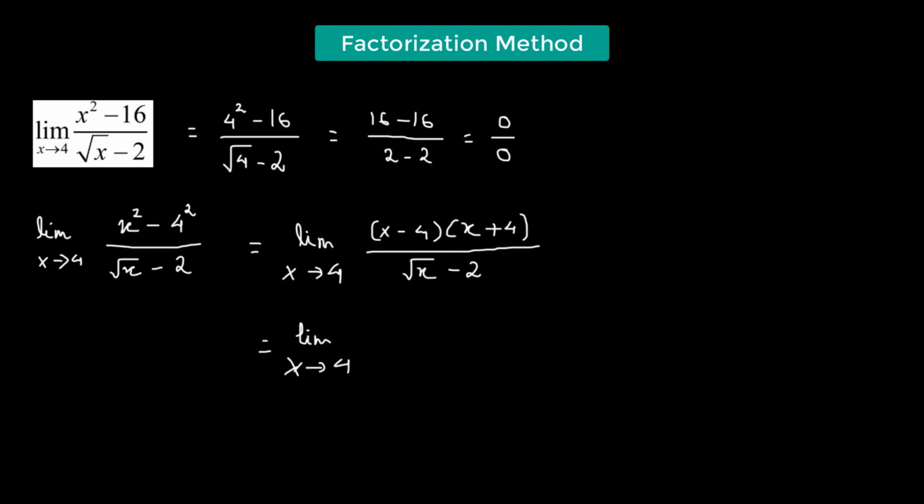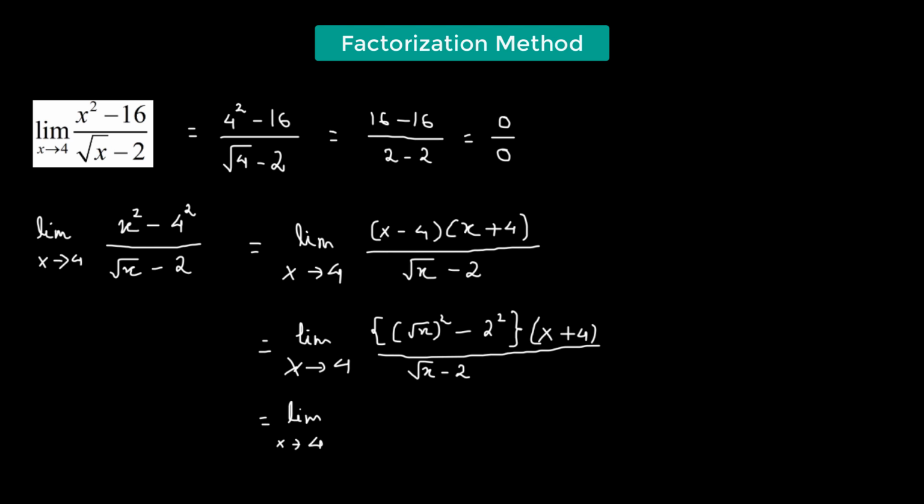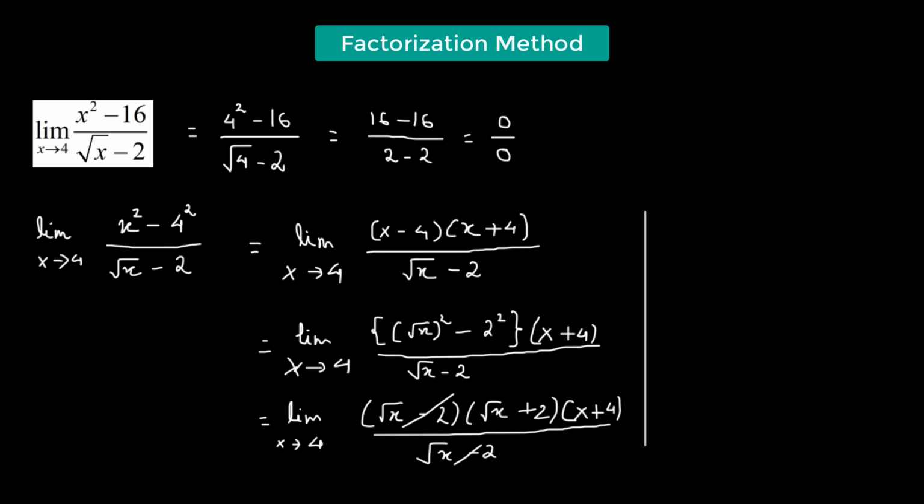Now we can further factorize the factor x minus 4. So we can rewrite it as square root of x whole squared minus 4, which can be written as 2 squared, times x plus 4, divided by the square root of x minus 2. Then we can factorize square root of x squared minus 2 squared as square root of x minus 2 times square root of x plus 2, times x plus 4, divided by square root of x minus 2. So the square root of x minus 2 is the common factor in both the numerator and the denominator.